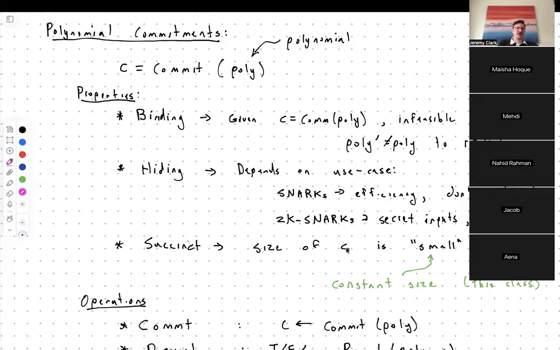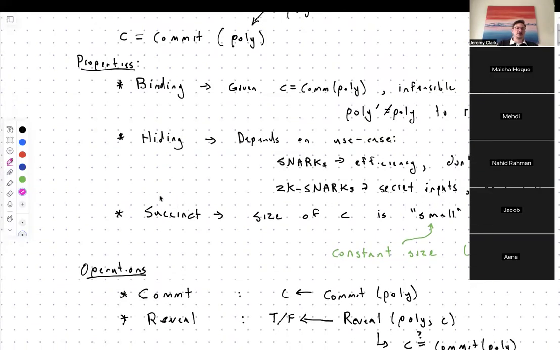So the size of the commitment is, quote unquote, small. There are different definitions of what small needs to be in order to qualify as being succinct, but to keep it very simple in this class, we'll think of it as constant size. So in KZG, the commitment that you get out is always the same size. It doesn't matter if the polynomial is degree 10 or degree 10 million, it will always give you the same size C. And it will continue to be hiding and binding as well.